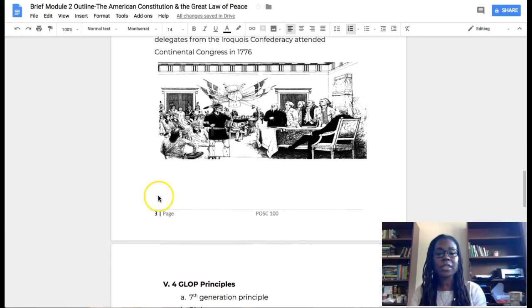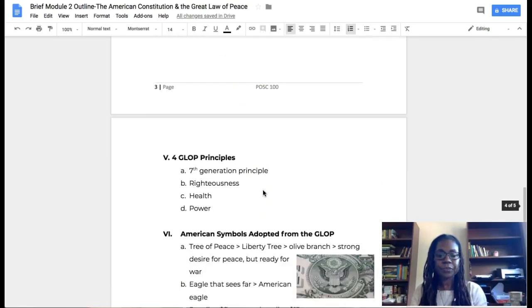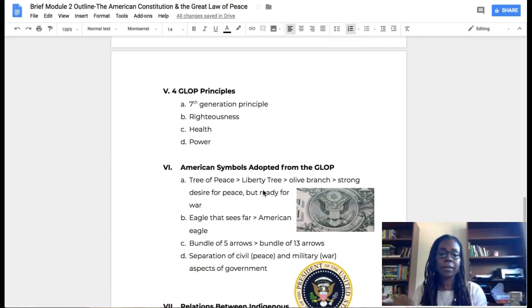embedded in the Great Law that were also borrowed for the American Constitution and symbols to represent America as well. So this painting, this drawing, just depicts a mixture of members of the Iroquois Confederacy. You see some folks here, representatives of the Iroquois, and you see them all in the same room with some of the founders of the country. So important to keep that in mind.